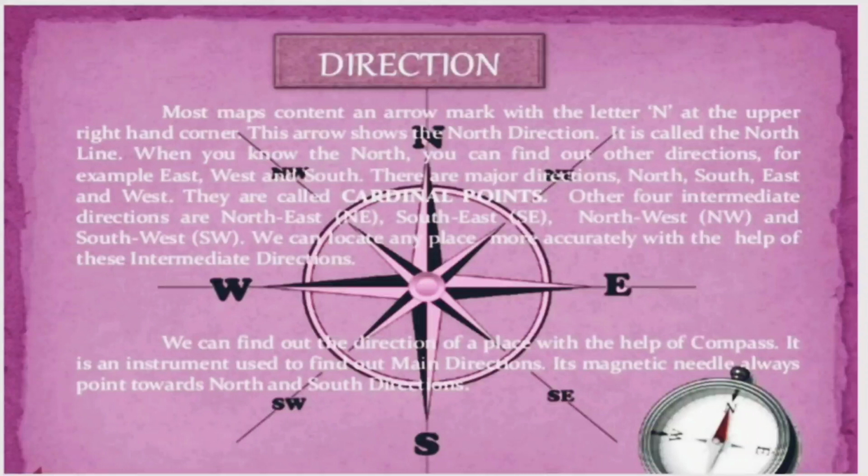We can find out the direction of a place with the help of a compass. It is an instrument used to find out main directions. Its magnetic needle always points towards the north and south direction.